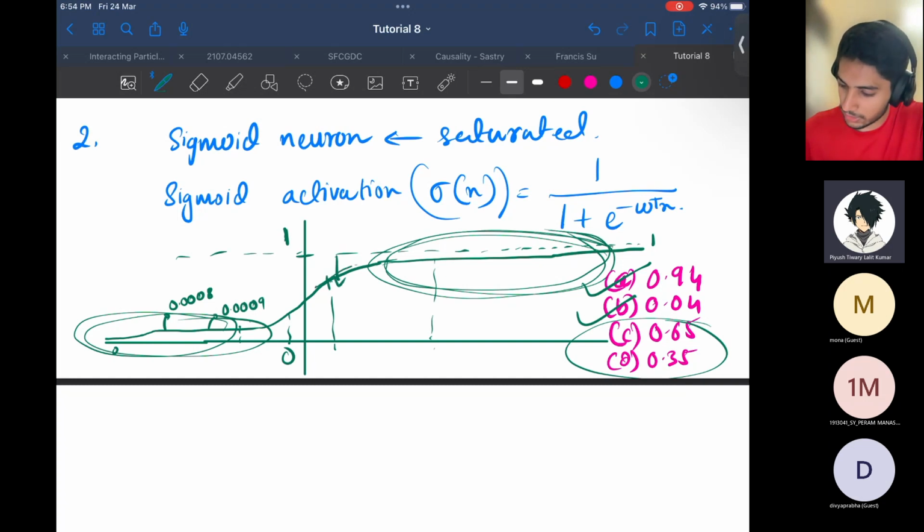So this point still has a long way to go to 0. This point has a long way to go to the negative side and things like that. So I hope you can see that saturation just means that either the value is very close to 1 or 0, or whatever the asymptotes are.